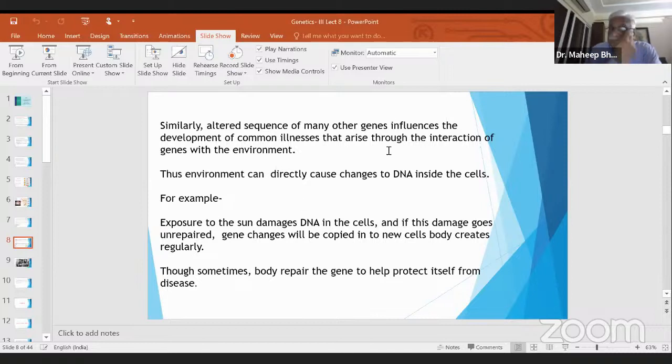As we discussed, a change in the sequence of a gene can influence the development of a common illness, or the types of illnesses I have just suggested. The environment can directly cause changes to the gene present inside the chromosome or in the cell. For example, exposure to sun damages DNA in the cells, and if this damage goes unrepaired, gene changes will be copied into new cells formed in the body. Sometimes the body itself repairs the gene, but if it is not repaired, this defective gene can be copied to different cells in our body and transferred to the next generation.